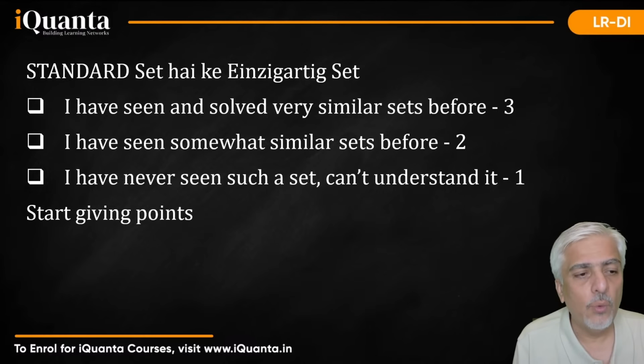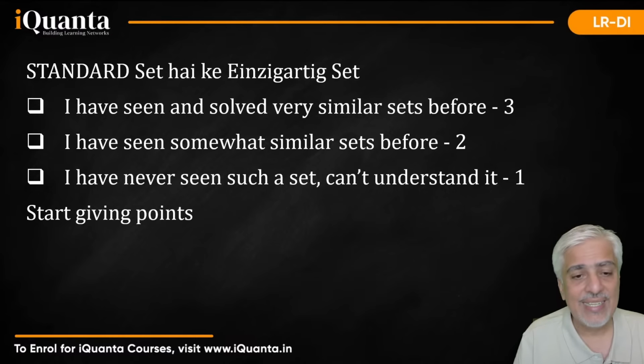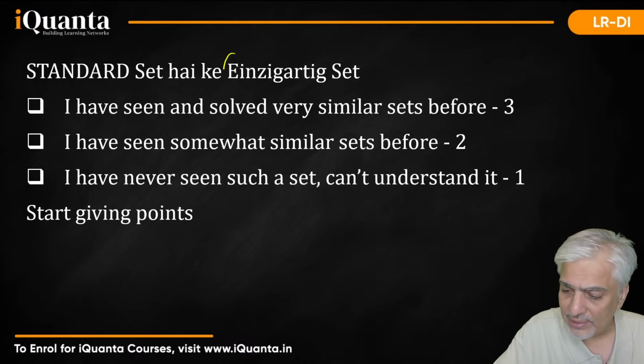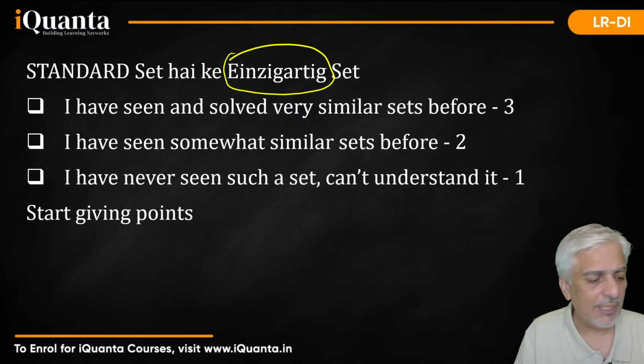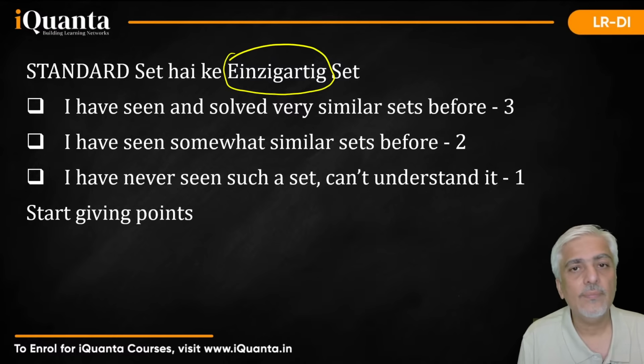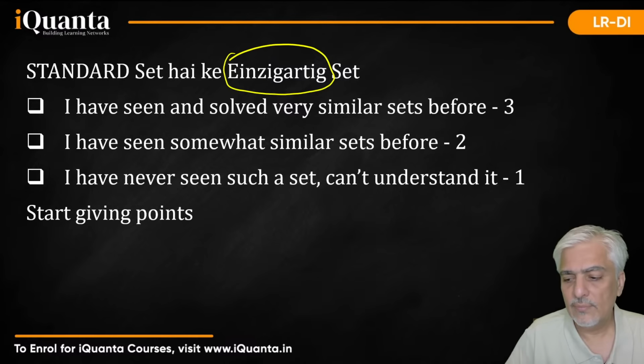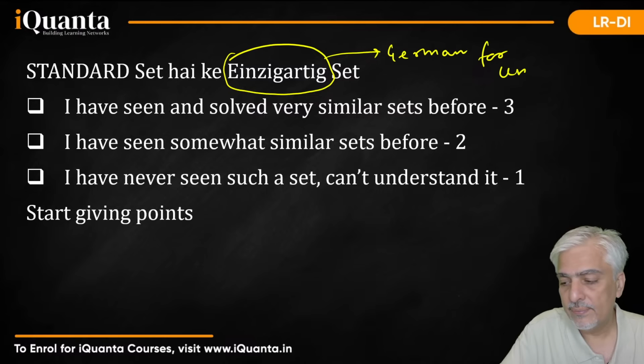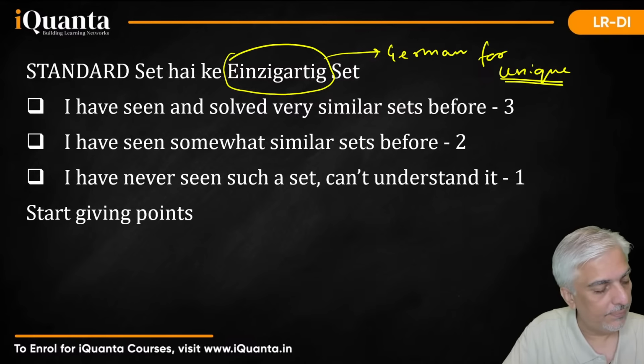Okay, what is the first line? Standard set, something something, this set. What is this word? Anybody knows that word? What is written? Does anybody understand the meaning of that word? Exactly what I was trying to say. I wrote it in German. This is a German word, German for unique.